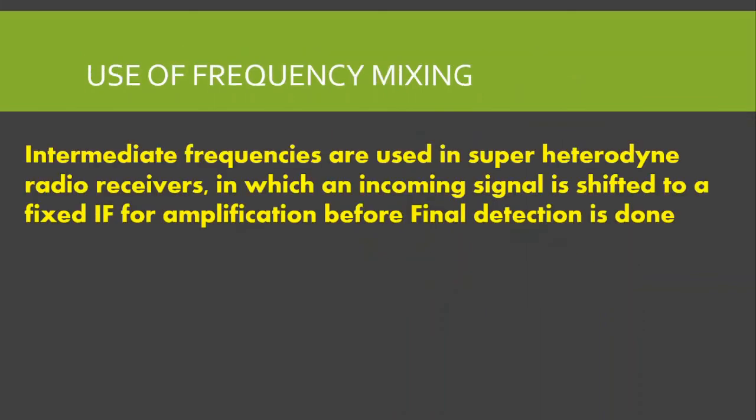Now where do you use the frequency mixing? Frequency mixing results in the generation of intermediate frequencies. Intermediate frequencies are used in super heterodyne radio receivers, in which an incoming signal is shifted to a fixed intermediate frequency for amplification before final detection is done. So this frequency mixing or frequency conversion is used in super heterodyne radio receivers.